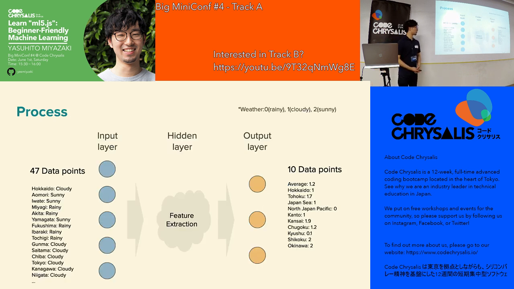So how does this work? There were 47 data points. Each prefecture has weather. And in the hidden layer, there is something happening. And then it became 10 data. I'm sorry, it's 11 data. And what's happening here?